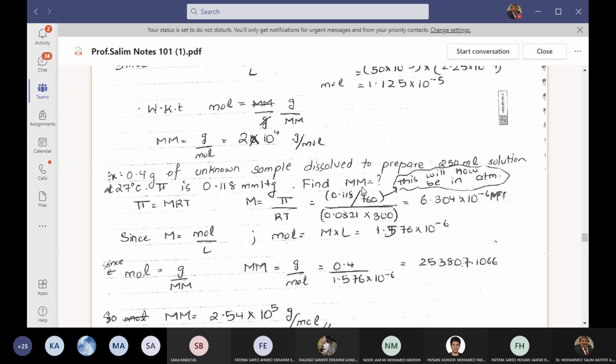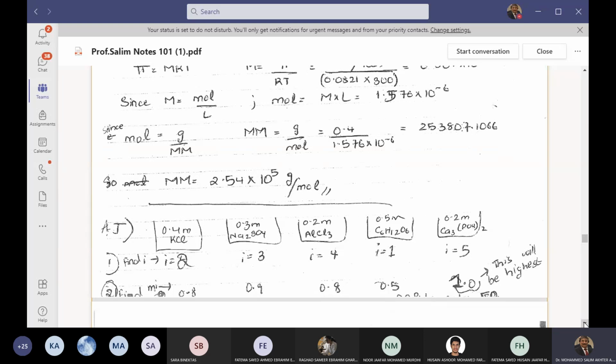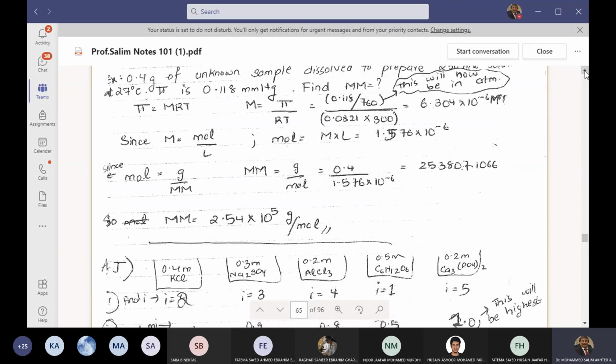Same thing. Just check these numbers. Are these numbers correct? The reason I am telling you, I just want to make sure that you do it in steps. First step, find capital M. Second step, find moles. Third step, find molar mass. I'm not saying that you don't know, you know it, but there is no harm if you do it in steps. So just check, my friend.